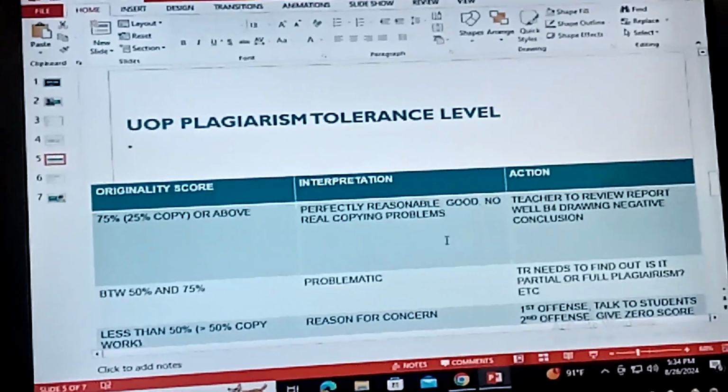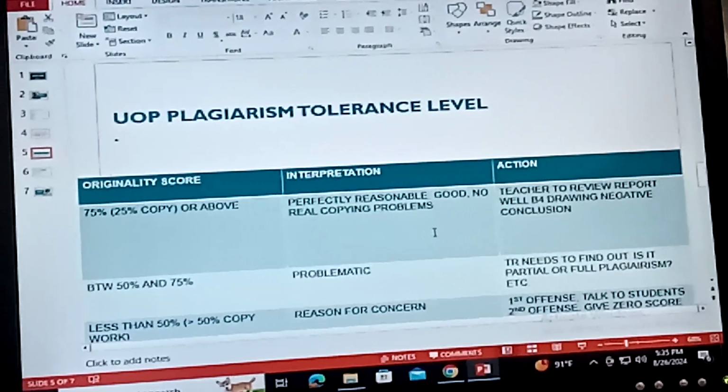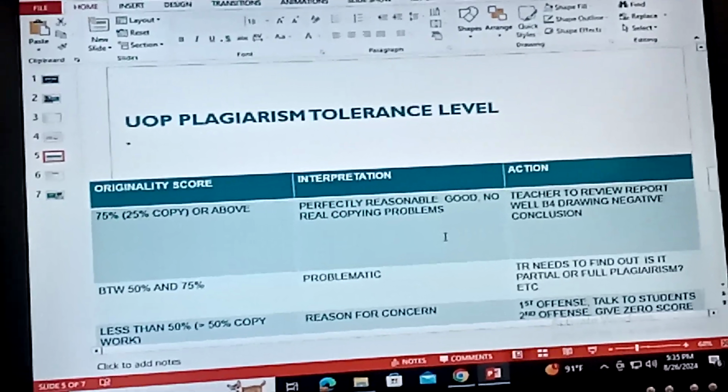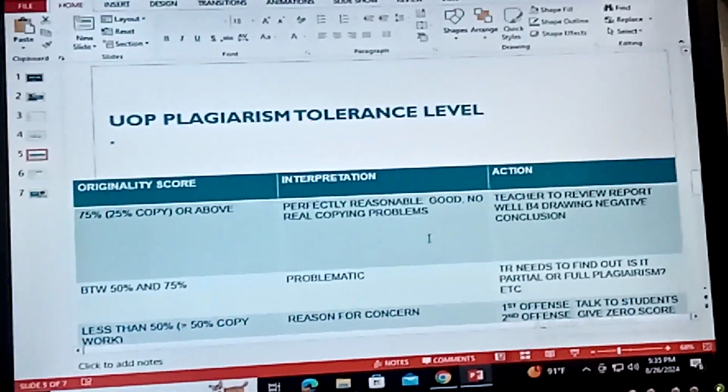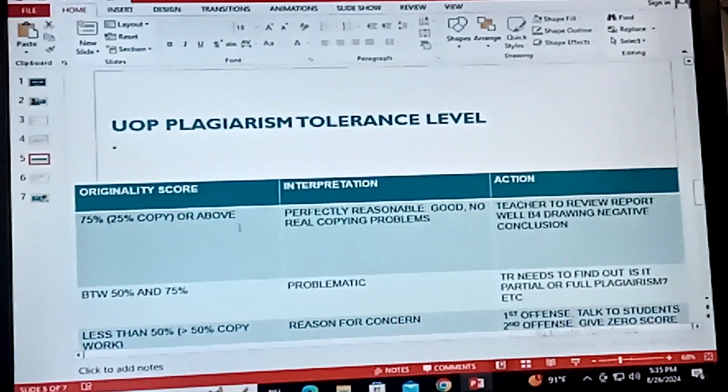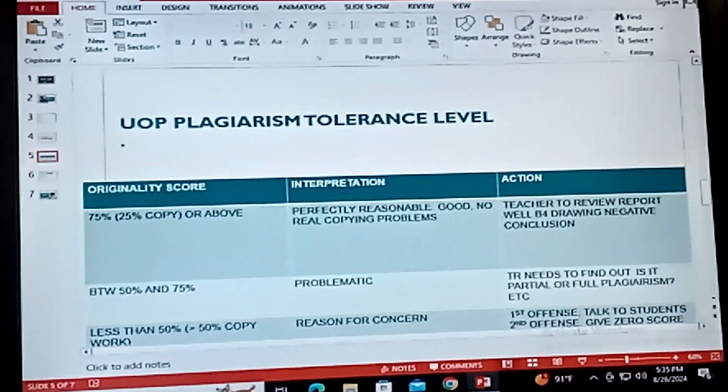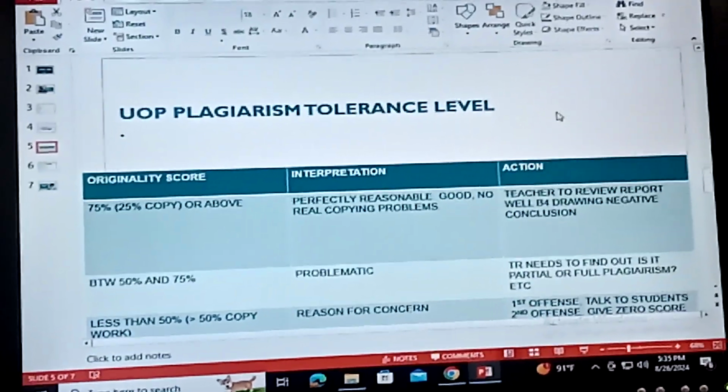So this chart is an example for the University of the People I just talked about. It contains 3 columns, okay? 3 columns.